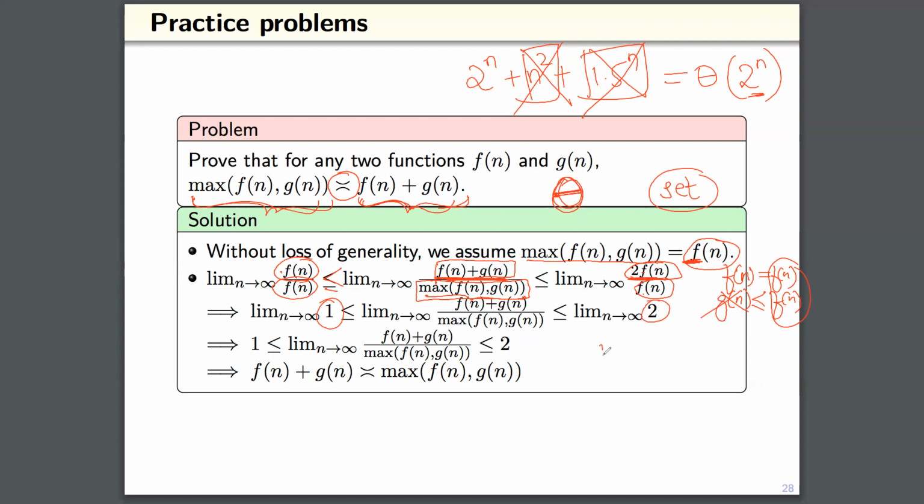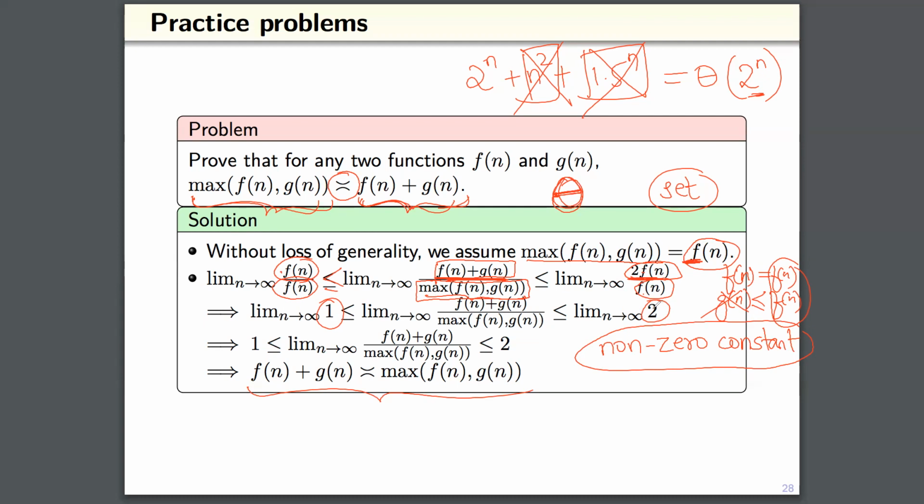Hence, this is a non-zero constant. So if it is a non-zero constant, what's the meaning? If the limit is a non-zero constant, it is a theta relationship, right? The two functions are asymptotically equal. Done.